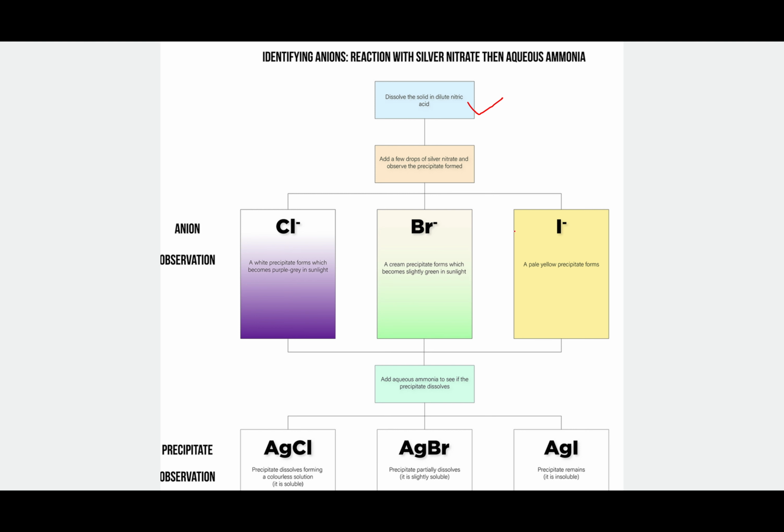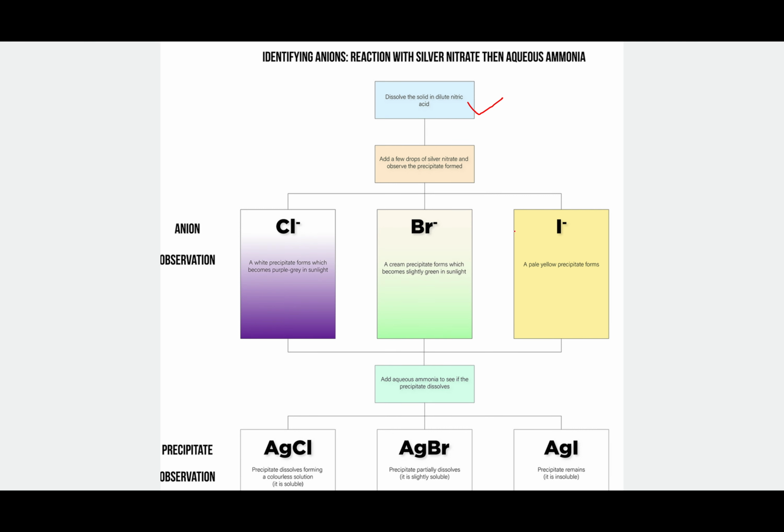Silver bromide is slightly green in sunlight, but generally it's a cream precipitate, and silver iodide is yellow all year round, right? Now when we react these silver halides with ammonia, we tend to get different results. We get white precipitates. So what's happening here? With our silver chloride, our precipitate dissolves, forming a colorless solution.